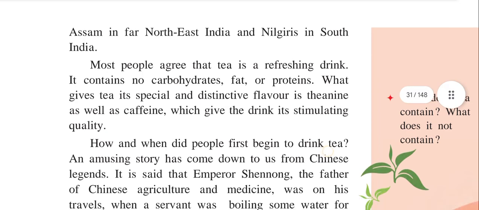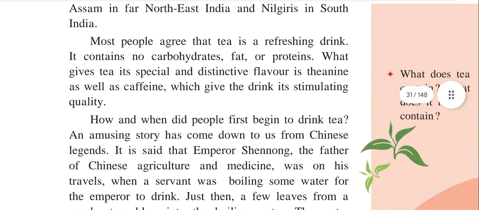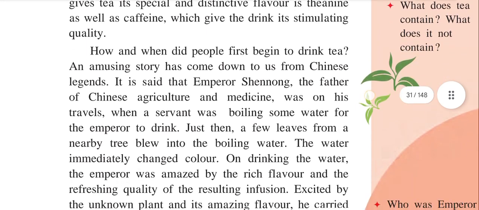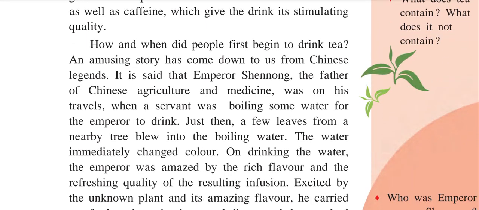But what gives tea its special and distinctive flavor is theanine as well as caffeine. The tea leaves contain theanine and caffeine, and they don't contain carbohydrates, fat, or proteins. Theanine and caffeine give the drink its stimulating quality. How and when did people first begin to drink tea?